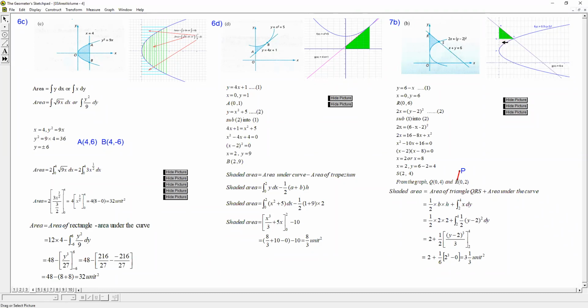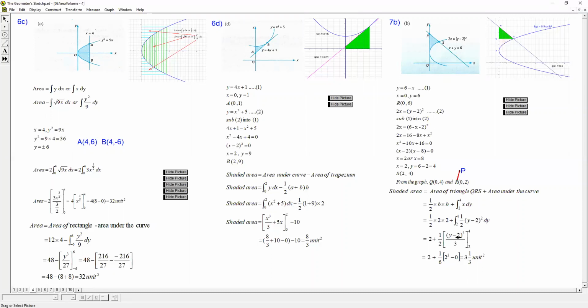Then the other one, the white region shaded red, is integrate from 2 to 4. Why from 2 to 4? Because this Q is 4, then the P is 2. So it's from 2 to 4, then x dy. So you have to make x the subject of the formula here. So x, you divide by 2, you move the 2 over. So x is half (y minus 2) squared.